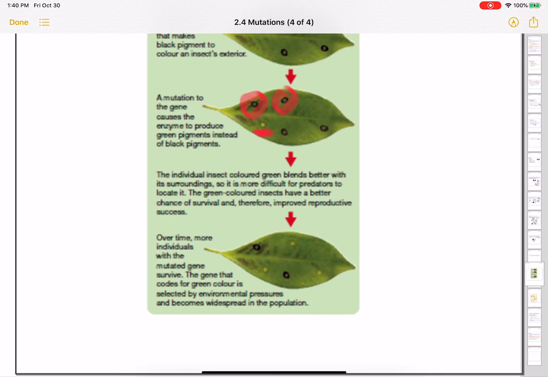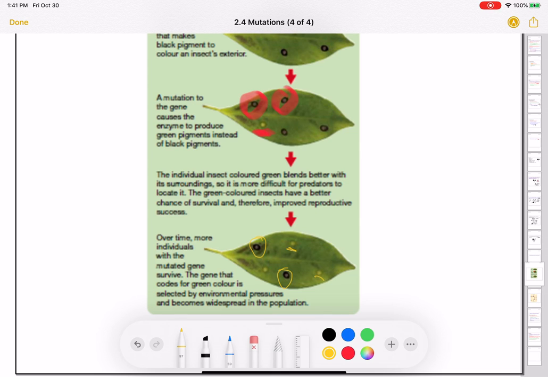So eventually, because all of these black beetles stand out, there are going to start to be fewer of them and more of these ones because they blend in and you can't see them as much, so they are less likely to be eaten and have a better chance of surviving to pass on their genes. Okay, so that's an example of how mutations can definitely be a good thing and can lead to evolutionary change.